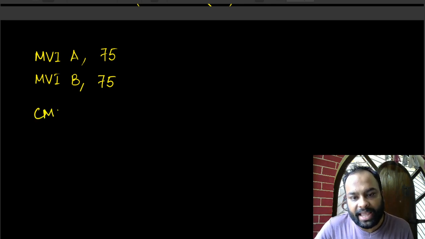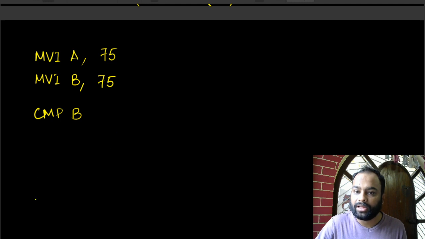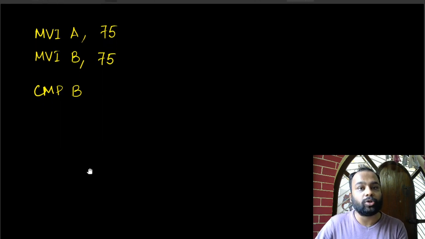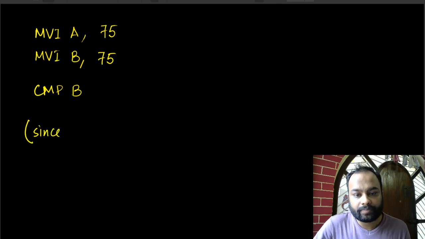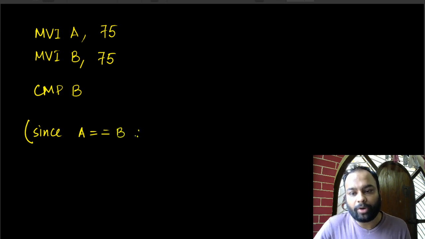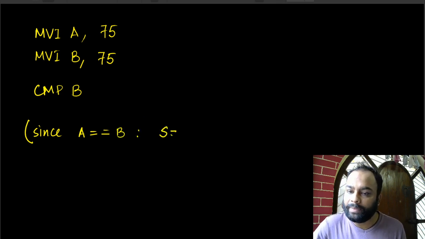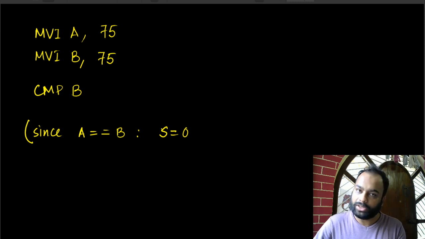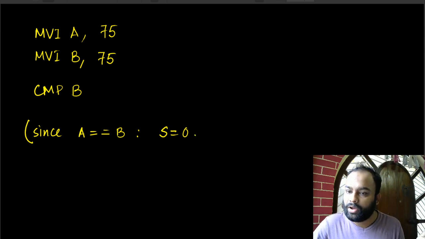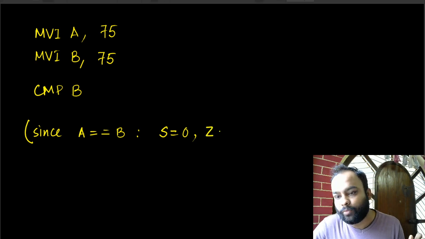Okay, so if I say CMP B, this possibly has three results. Under this scenario, when these two numbers are identical, since the content of A is identical to that of B, what would happen? Sign flag will not be set. Sign flag will be 0, because the result isn't negative in a sense. And the zero flag would be set.